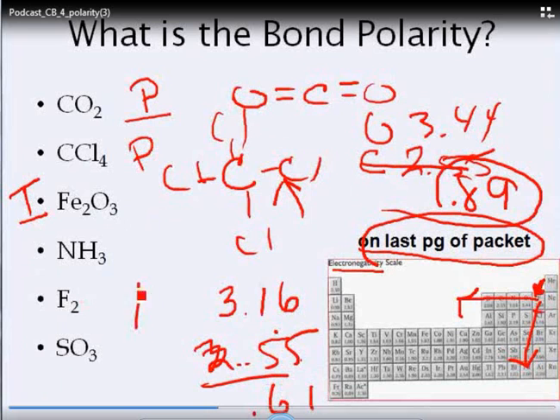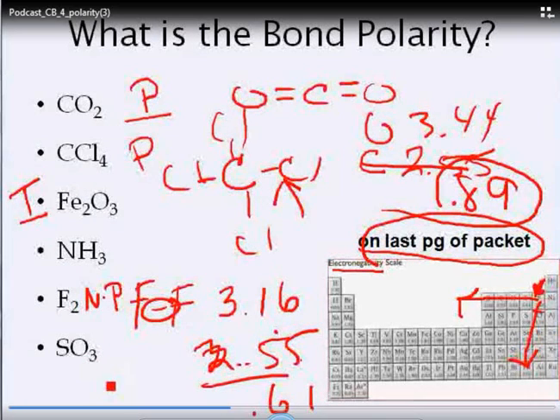Now, if I have something like FF, I've got 2 fluorines, 2 of the same atoms, pulling on the pair of electrons. They're going to pull equally, so this is going to be non-polar. So in general, anything that's not 2 atoms of the same element, it's going to be polar, but not all polars are exactly alike, so we can actually determine which one is most polar using electronegativity values.